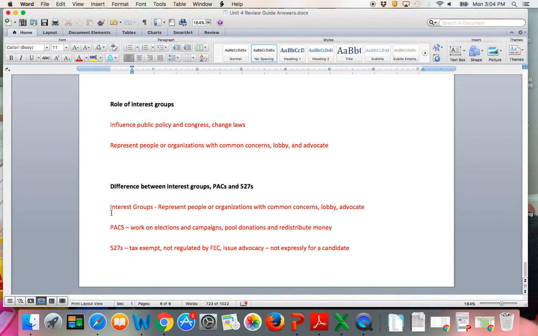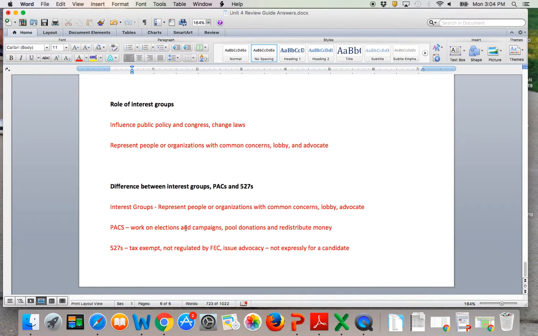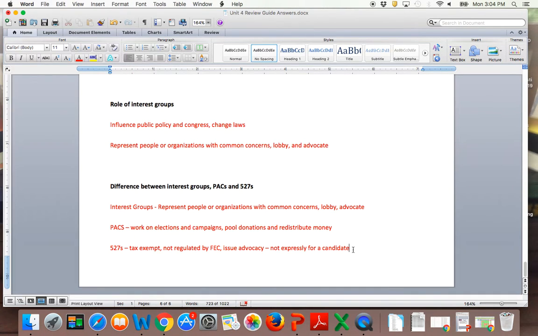The last one, the difference between these three groups: interest groups, PACs, and 527s. Interest groups represent people or organizations with common concerns. Your PACs work on elections and campaigns, pool all the money or donations and redistribute that money to candidates. And your 527s are tax exempt and not regulated. They do issue advocacy, so they're talking about issues that don't expressly address a candidate, but in a way do promote a candidate. That is Unit 4.